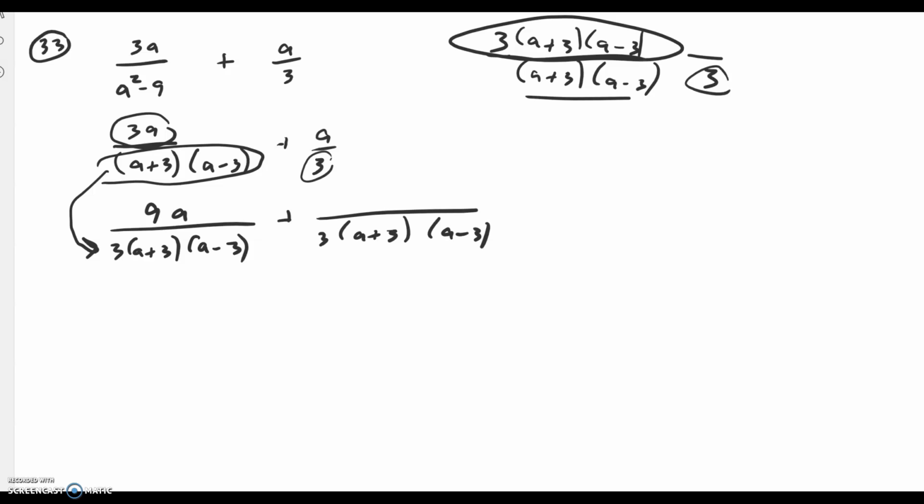What do you multiply 3 by to bulk it up into this? Well, the answer is a plus 3 times a minus 3. So we've got to multiply the top, a, by a plus 3 times a minus 3. And that's a fair amount of work. So now we're going to use the common denominator.